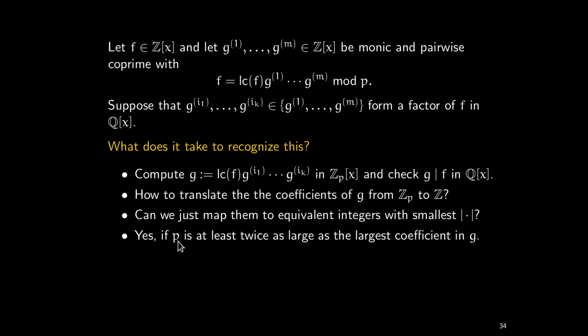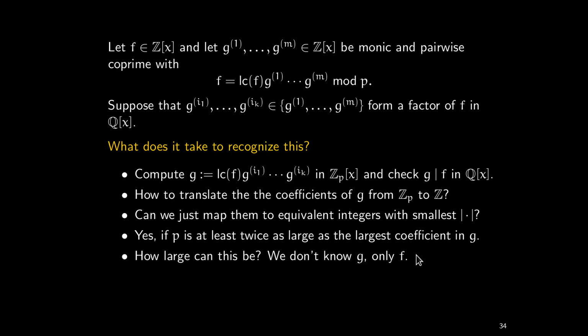And what does large enough mean? Large enough means it should be at least twice as large as the largest coefficient in g. Unfortunately, we don't know what the largest coefficient in g is, because we know only f. f is part of the input and g is part of the output. g is a proper factor. We want to find the g.